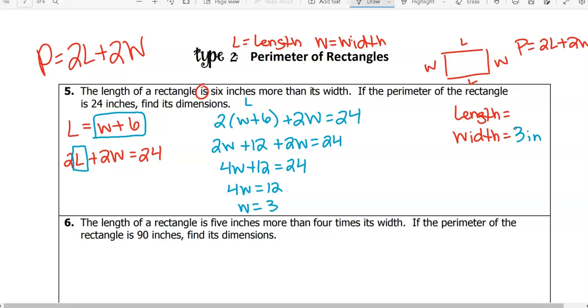Length is 9. How'd you get that? 6 plus 3. Good. Plug it back into the top one. W plus 6. Well, now I know W is 3. So 3 plus 6 gives me a length of 9 inches.